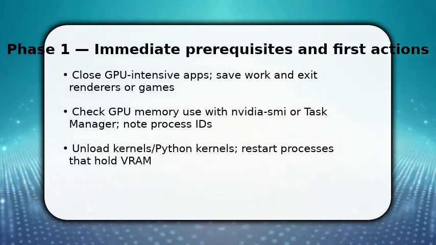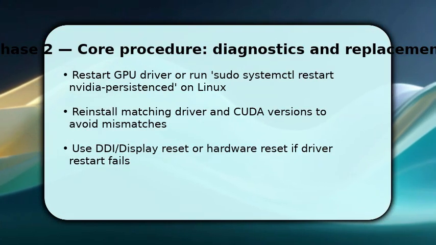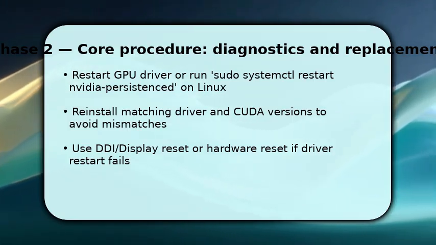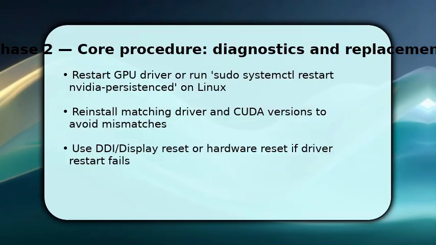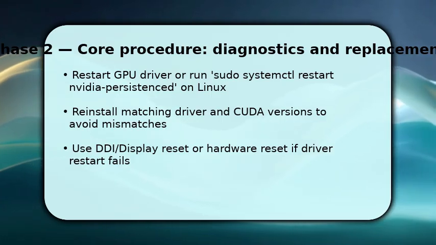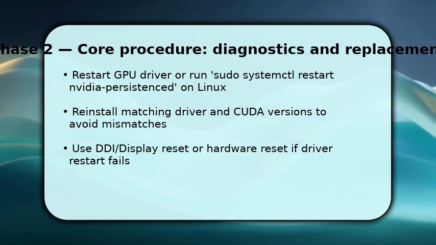Once processes are cleared, address the driver state. A corrupted driver can hang RAM allocations. On Windows, restart the GPU driver with a quick key combo or reboot. On Linux, restart the NVIDIA Persistence Service or unload/reload kernel modules.